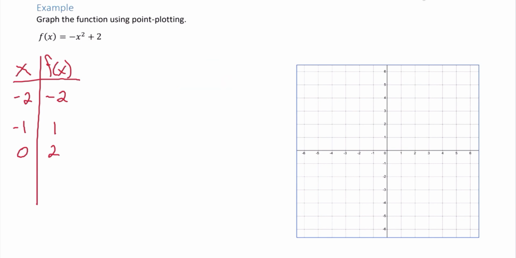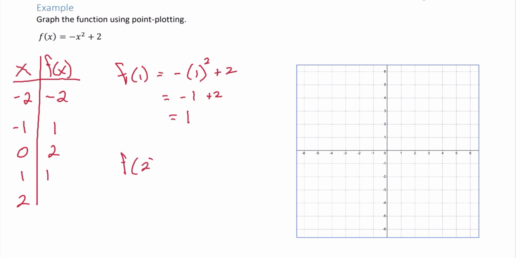From here, we can choose some more points. Let's just do 1 and 2. So f evaluated at 1, we have negative. Replace x with 1 squared plus 2. That is -1 plus 2, which is 1. And then f evaluated at the x value of 2. We have -2 squared plus 2. That is -4 plus 2, which is -2.